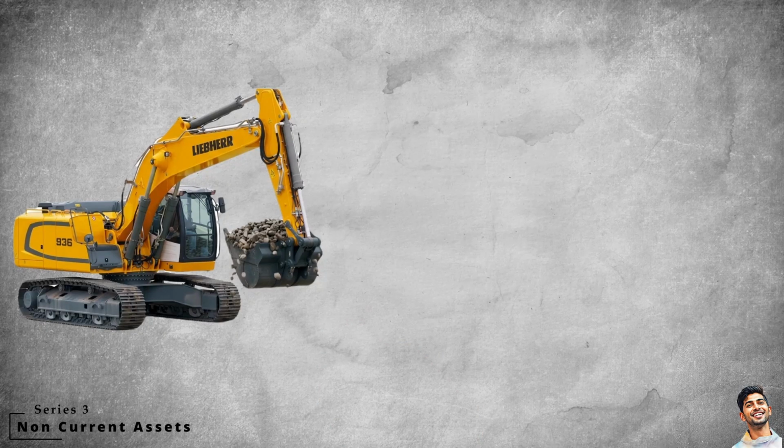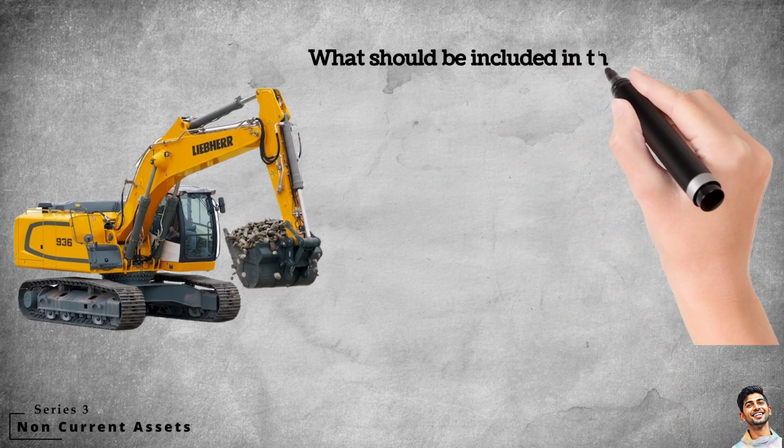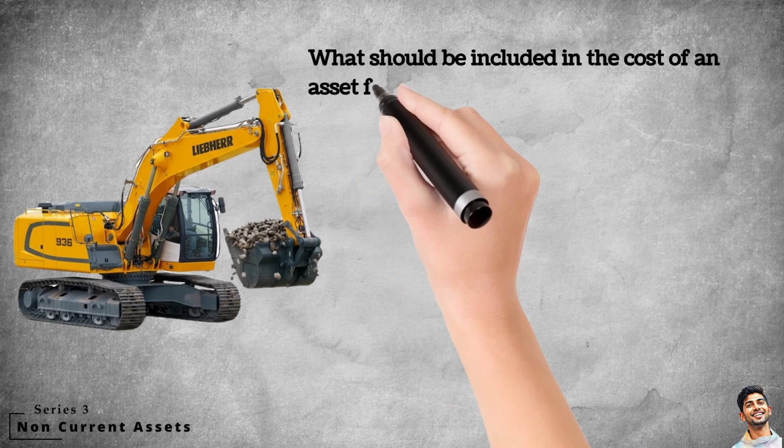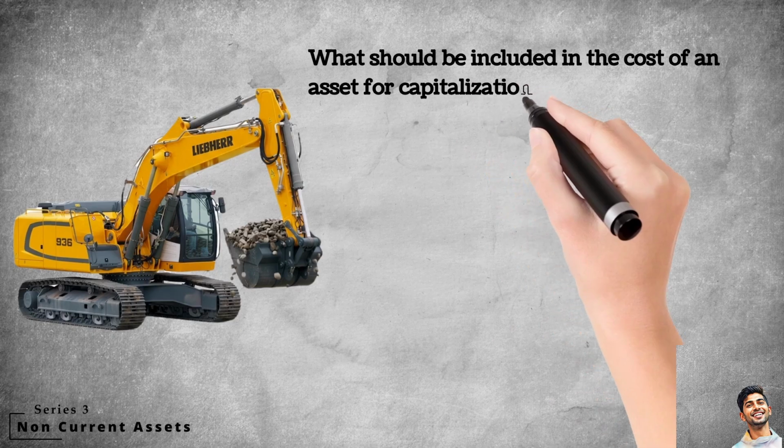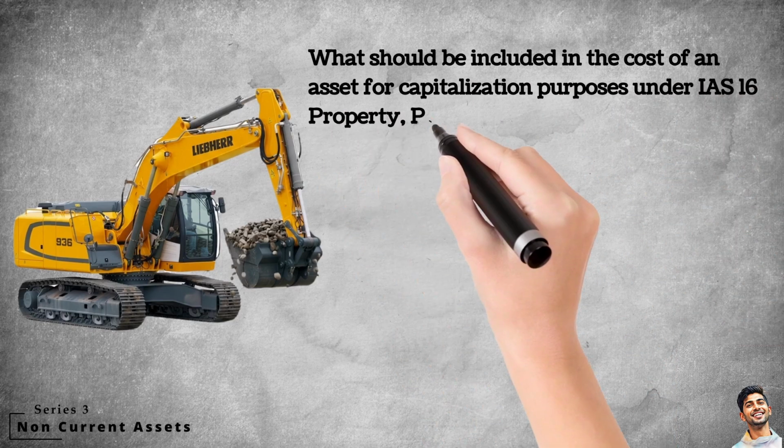Now let's understand what should be included in the cost of an asset for capitalization purposes under IAS 16 Property, Plant and Equipment.